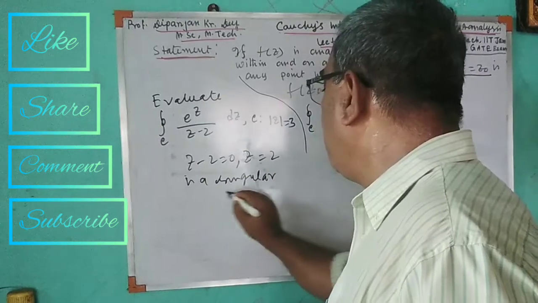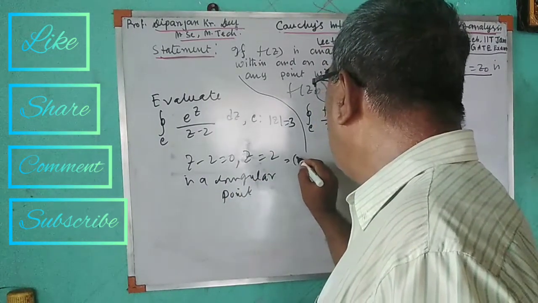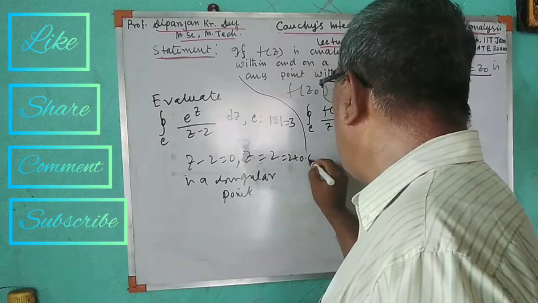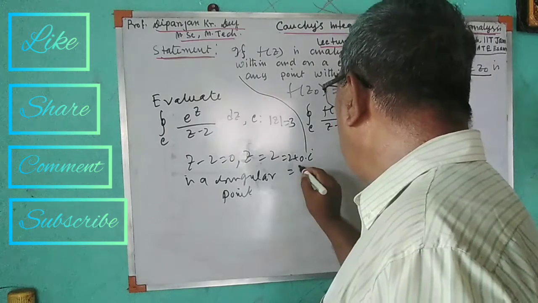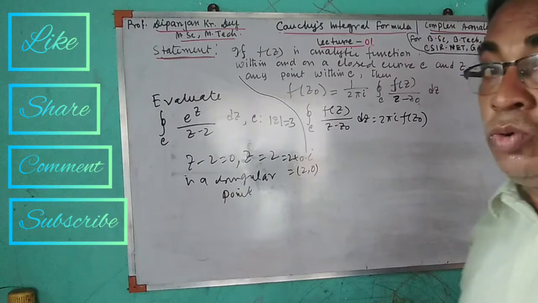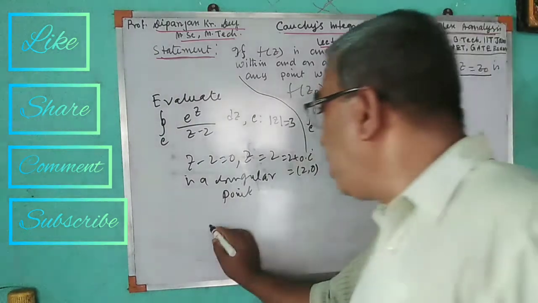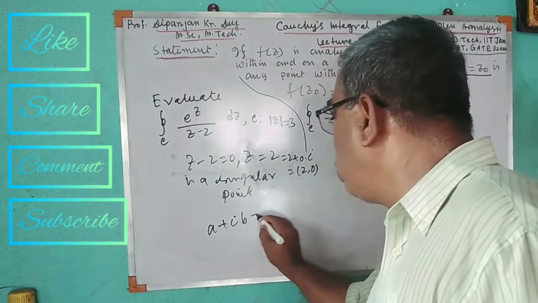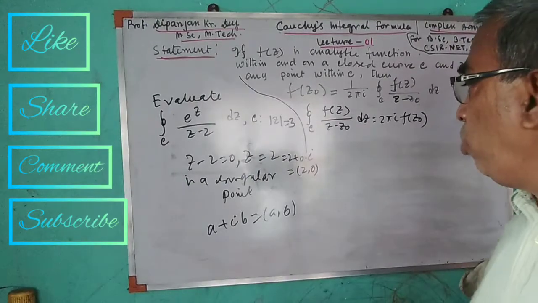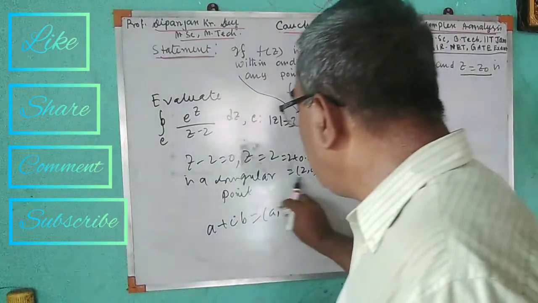z equal to 2 is a singular point. 2 can be written as 2 plus 0 into i, that is (2, 0). As you know, a plus ib is equal to (a, b). So 2 plus 0i, that is (2, 0), is a singular point.